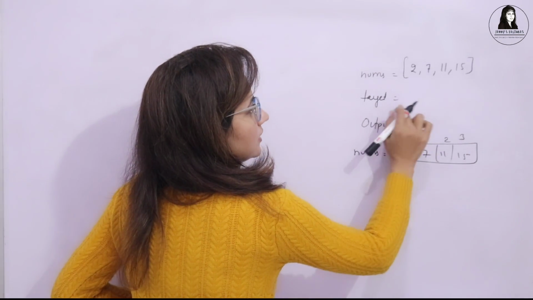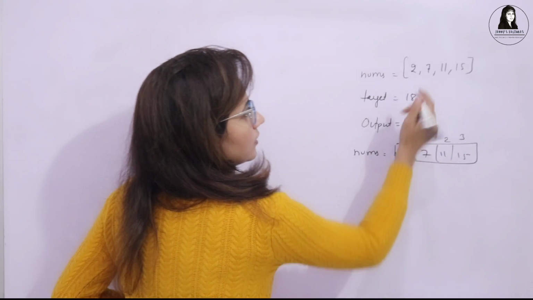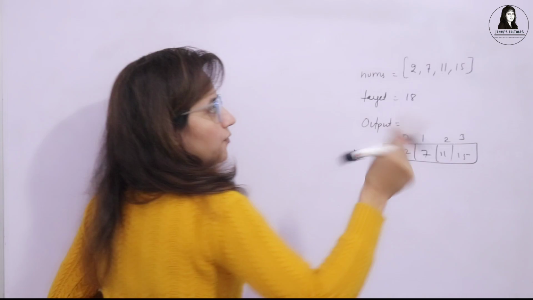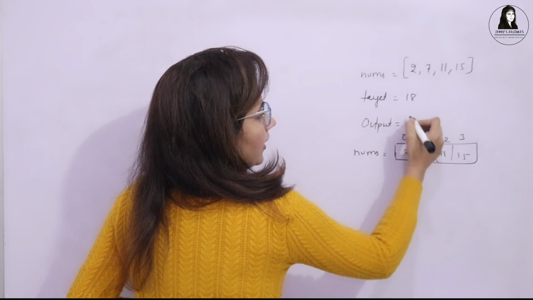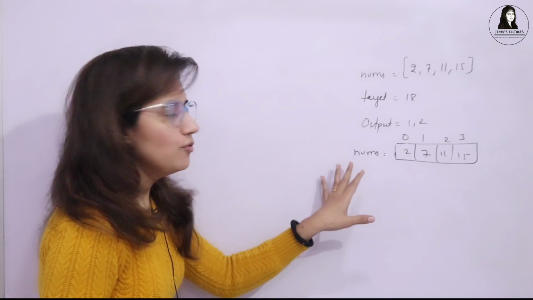If I say the target is 18, then the output should be this and this, because 7 plus 11 is 18. Right? So it should be 1 and 2. Something like this. Right? Now how will you do this?